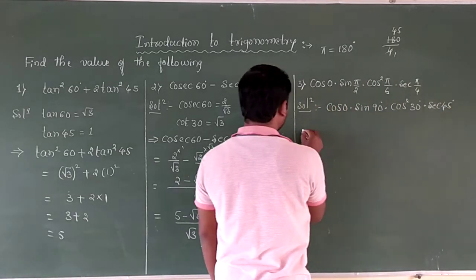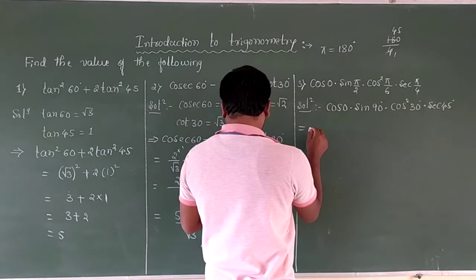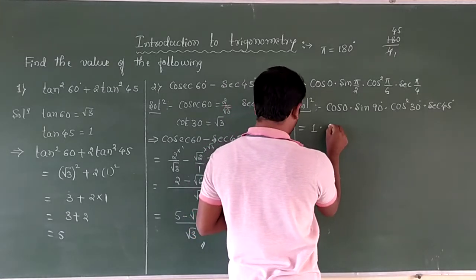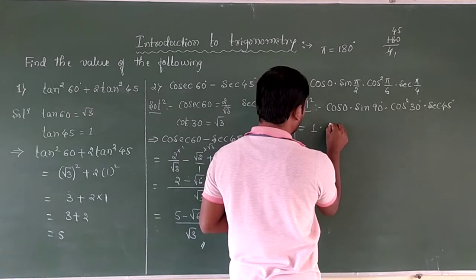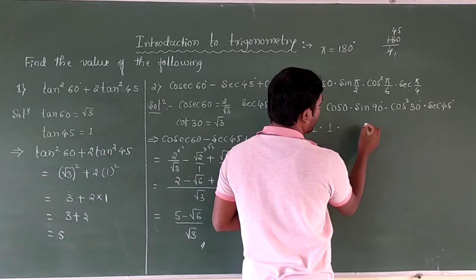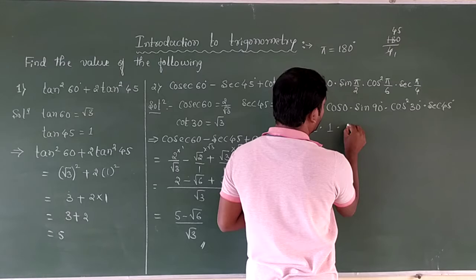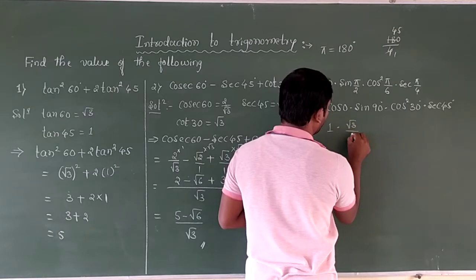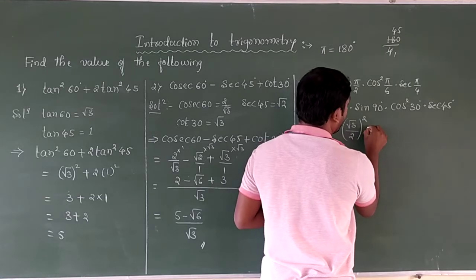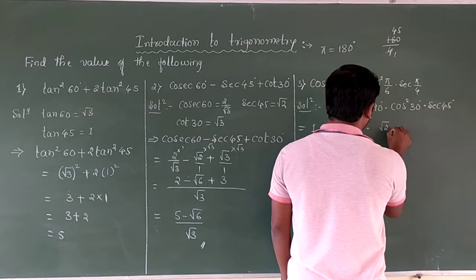So this is equal to, find the value of this one: cos 0 is 1, into sin 90, which is also 1. Cos square 30: cos 30 degree is root 3 by 2, so root 3 by 2 whole square, into sec 45, which is root 2.